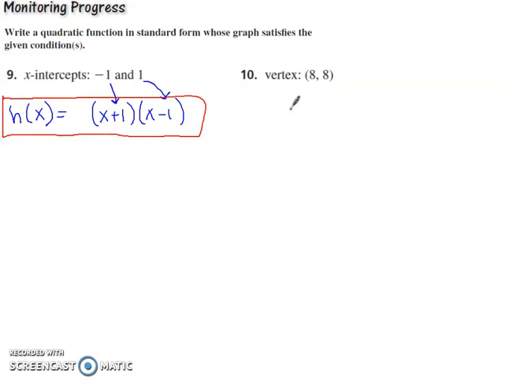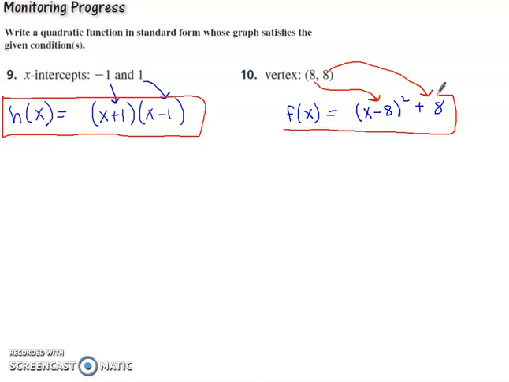Number 10, all we care about is that we have a vertex at (8, 8). So I'm going to use vertex form, (x - 8) squared plus 8. So this is the x value of my vertex and the y value of my vertex. And again, we can fill in our a value with any value here as long as we have a vertex at (8, 8). We don't care how wide or narrow our parabola is.